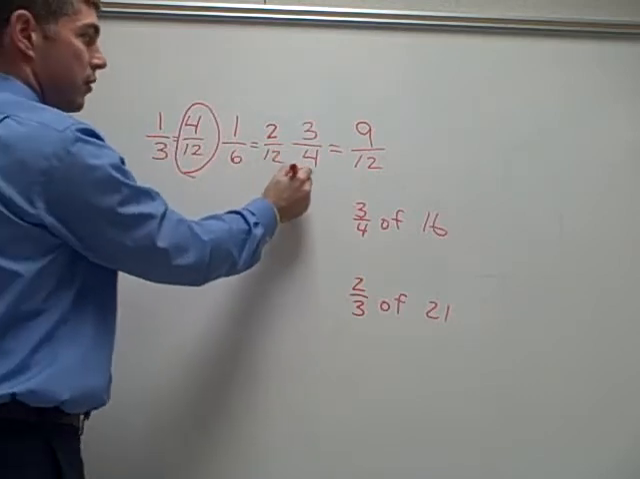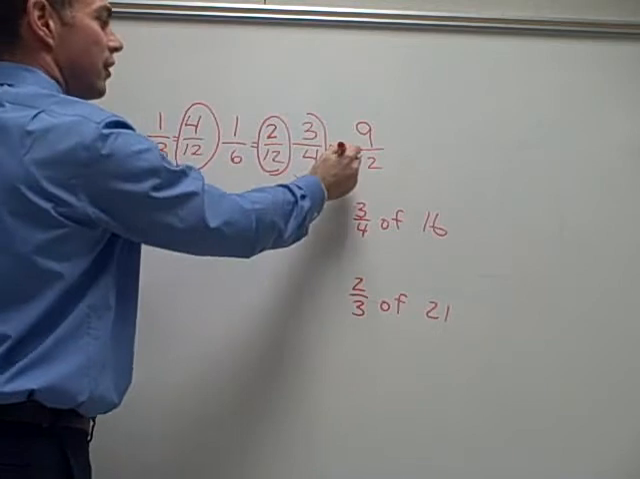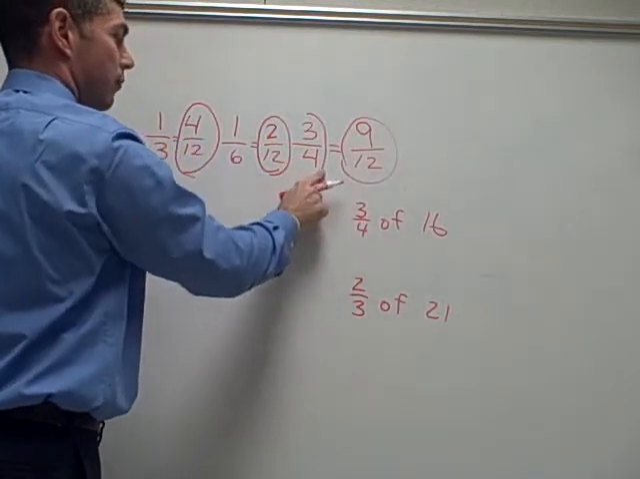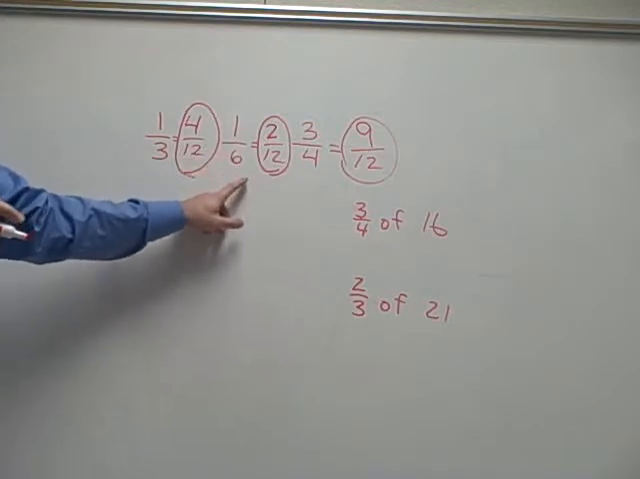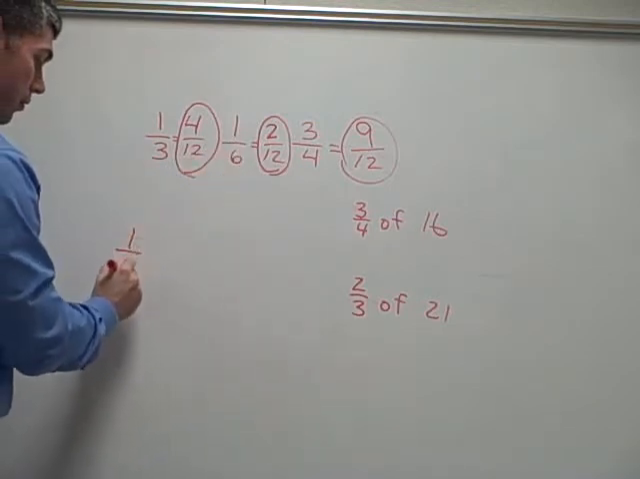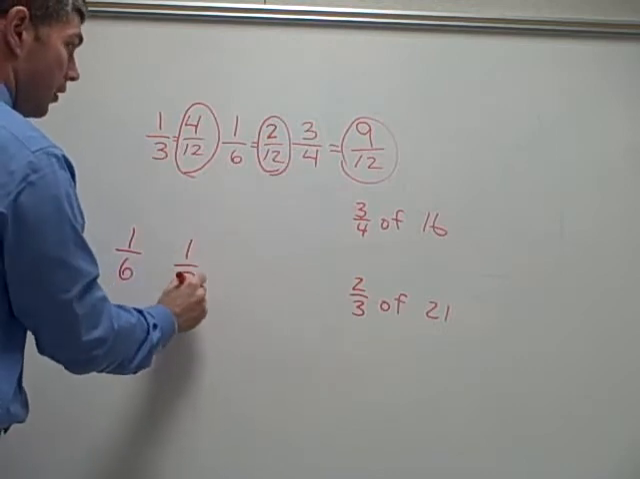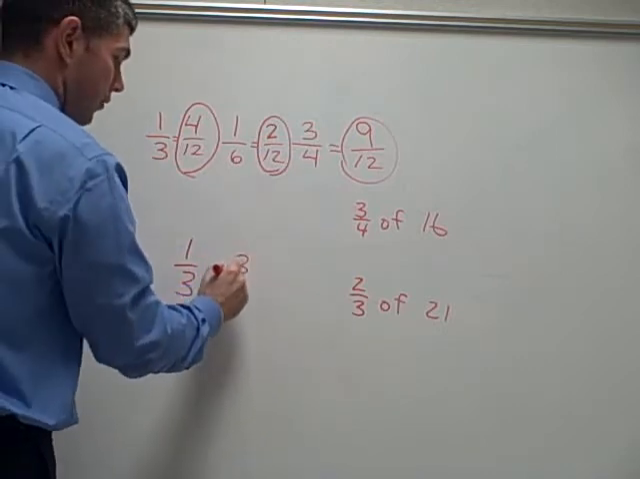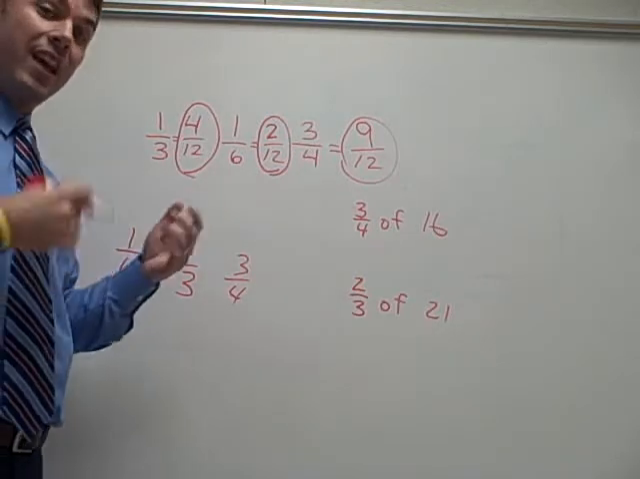I have 4/12, I have 2/12, and I have 9/12. We'll get rid of this here. So if I put those in the correct order, 1/6 would be first, and then 1/3, and then 3/4. So remember, when putting fractions in order, try and get common denominators and then do it.